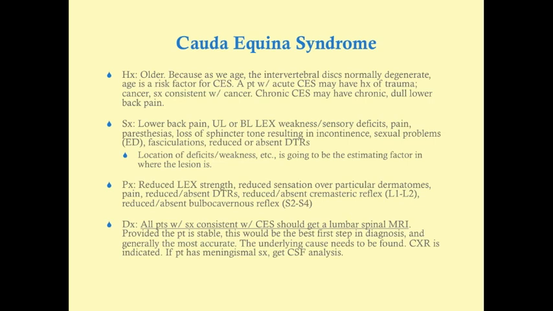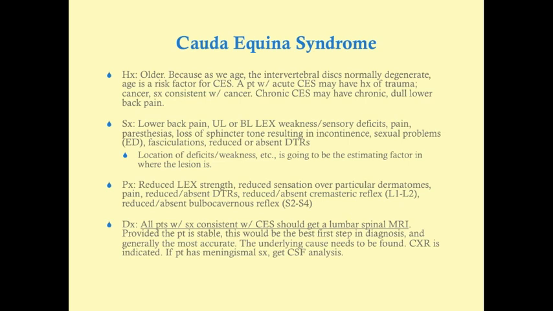Chronic Cauda equina syndrome often has a chronic, dull lower back pain, even though the sensory and motor symptoms aren't as prominent. It may be the pain that's more prominent. Symptoms include lower back pain. There may be pain that's due to compression of the nerves that's referred elsewhere in the lower extremities. There's always going to be a unilateral or bilateral lower extremity weakness or sensory deficit.